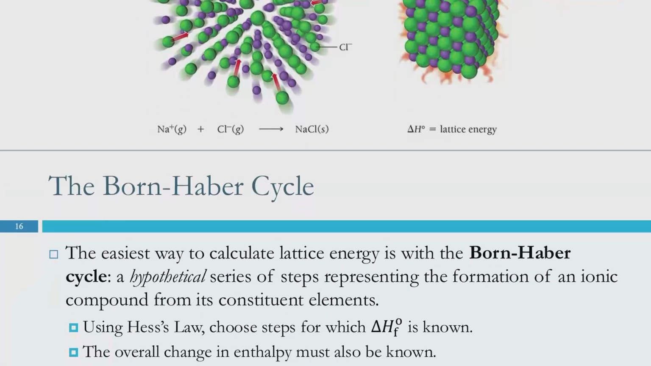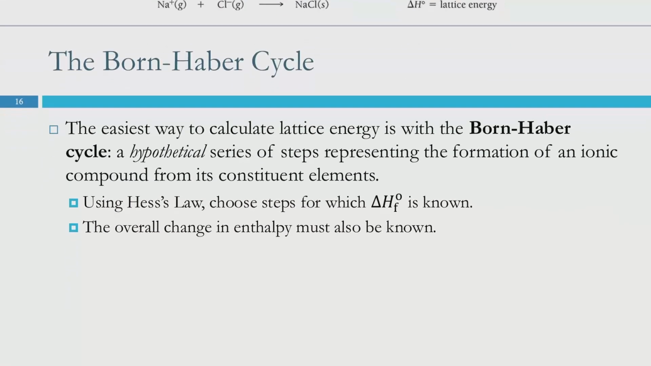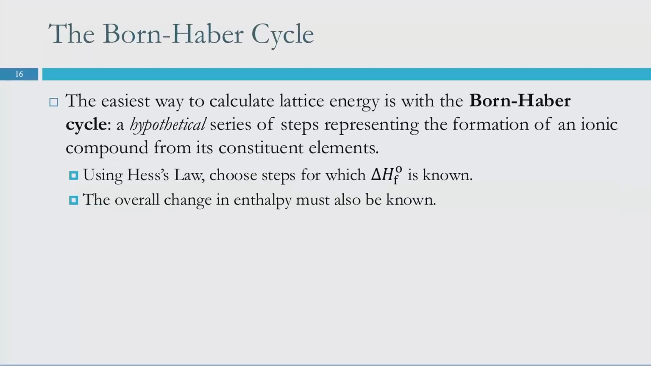And there's a name for a way that we can calculate lattice energy, and it's the Born-Haber cycle. So the Born-Haber cycle is a hypothetical series of steps. It represents the formation of the ionic compound from its constituent elements. And it's basically just Hess's law.